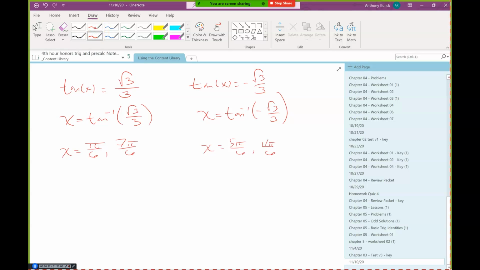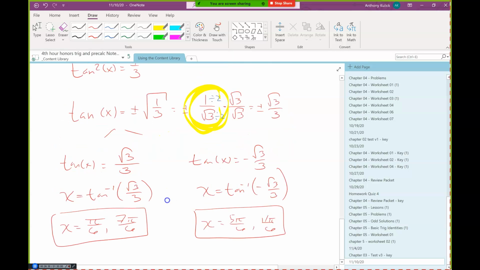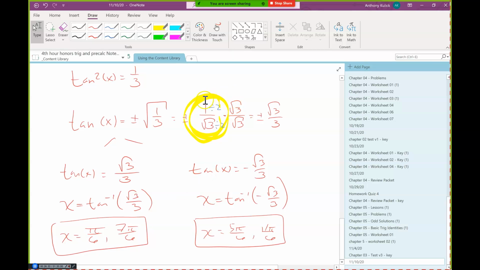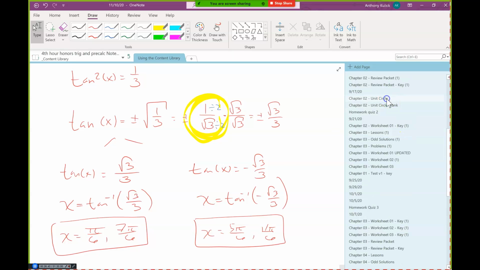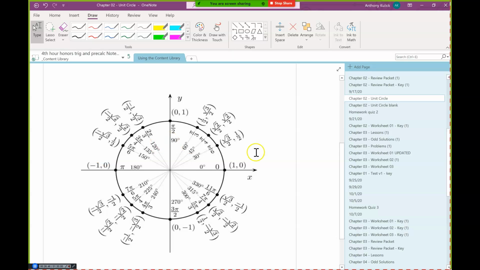Dan? Yeah, so my y coordinate is going to be 1/2 and my x coordinate is going to be √3/2. So I'm just looking for anywhere on my unit circle where I have y is 1/2 and x is √3/2. So like here at pi over 6. Or they could both be negative, like over here at 7 pi over 6.